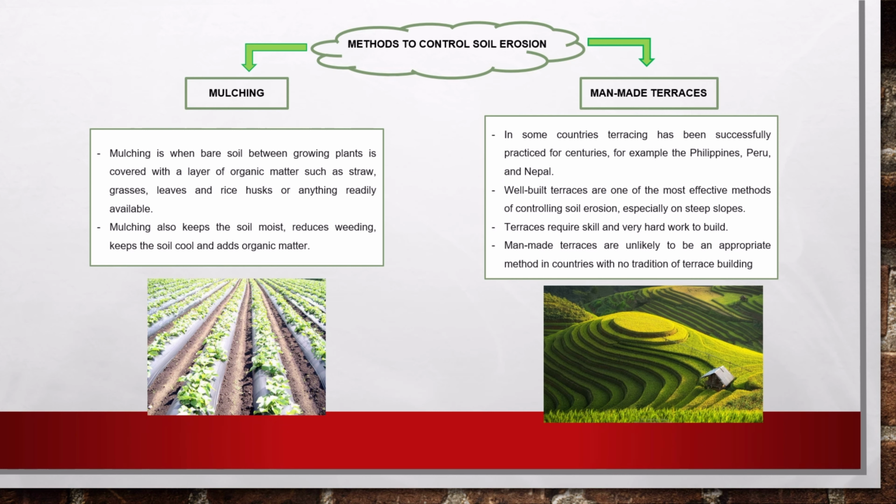The second method is man-made terraces. In some countries, terracing has been successfully practiced for centuries. For example, in the Philippines, Peru, and Nepal. Well-built terraces are one of the most effective methods of controlling soil erosion, especially on steep slopes. Terraces require skill and very hard work to build. Man-made terraces are unlikely to be an appropriate method in countries with no tradition of terrace building.